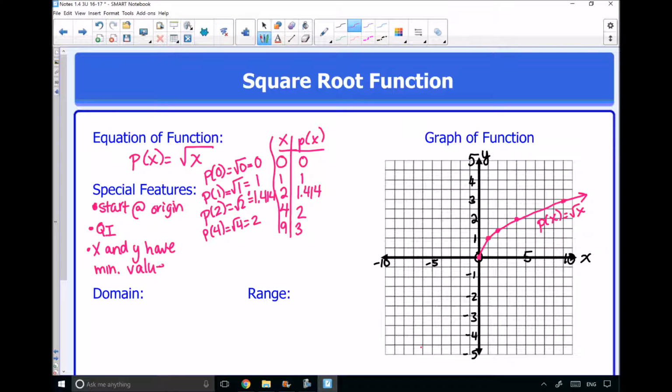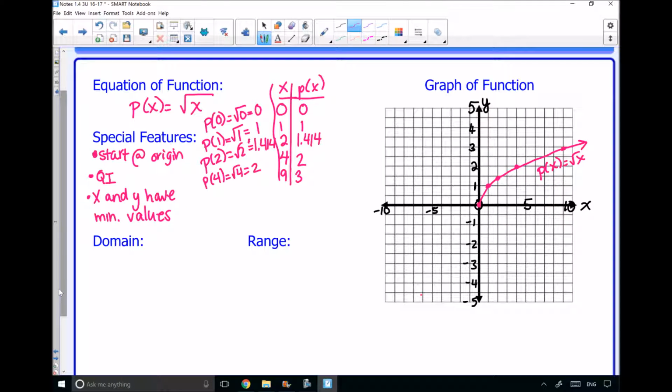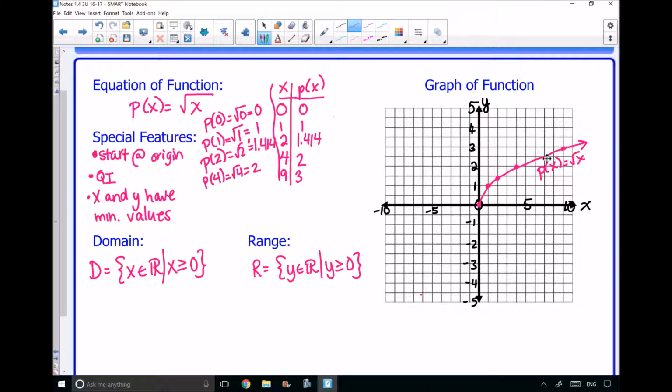So based on that, my domain is going to be restricted and my range is going to be restricted. It's not going to be just all real numbers. So for my domain, I'm going to say that x is a real number and that x is greater than or equal to 0. And how do I know? Because the x value starts at 0. And then for my range, I'm going to say that y is a real number and that y is also greater than or equal to 0. And I'm good to go for my information here because my values don't go below the x-axis, okay?